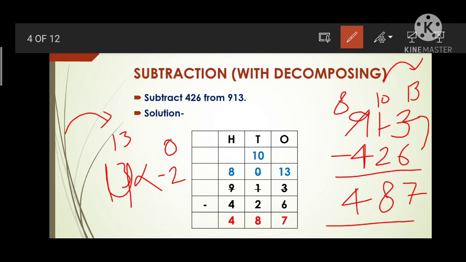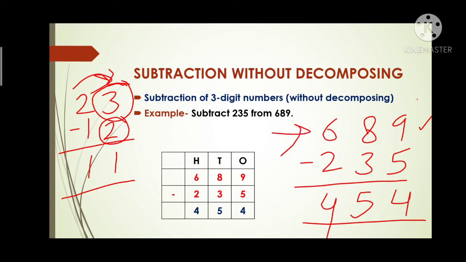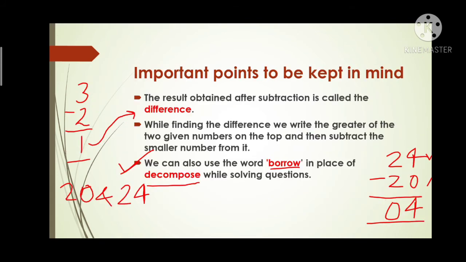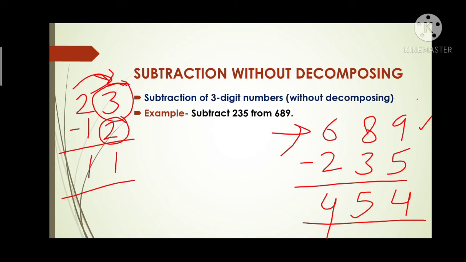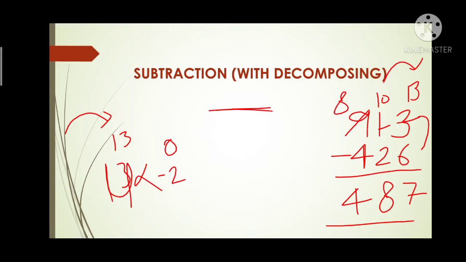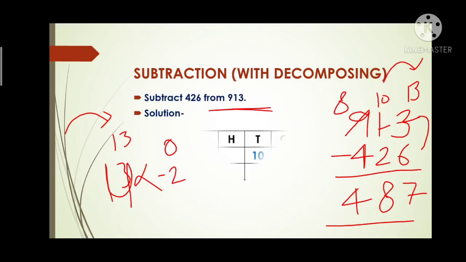So this type of subtraction where we are borrowing from the number that is beside us, this type of subtraction is known as subtraction with decomposing. And I told you earlier also that one point I will explain when I do the decomposing. So this only I was telling about. The third point: we can also use the word borrow in place of decompose while solving the question. That is, borrow is also known as decomposing. Okay, decomposing and borrow. So this is clear now.